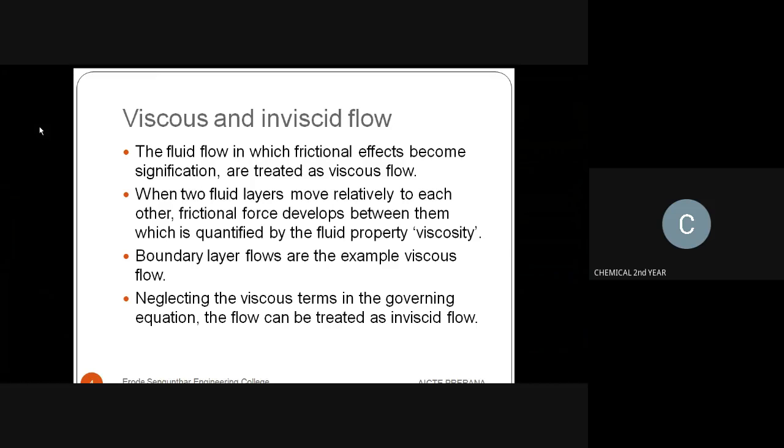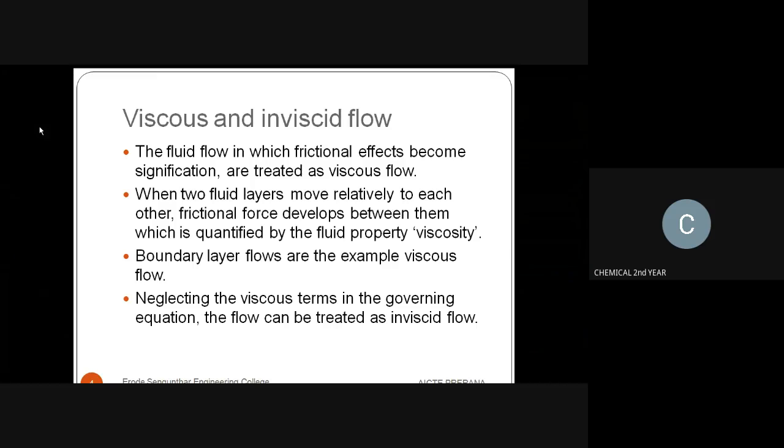The fluid flow in which the frictional effects become significant is treated as viscous flow. When two fluid layers move relatively to each other, the frictional force automatically develops between them. That relative movement of two fluids can be quantified using the fluid property viscosity.